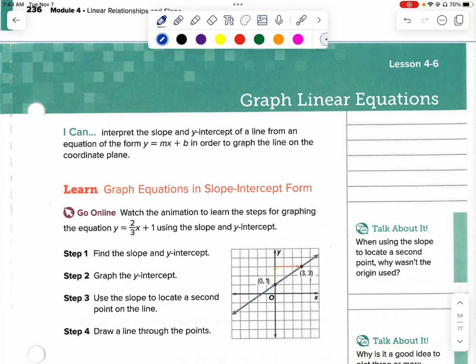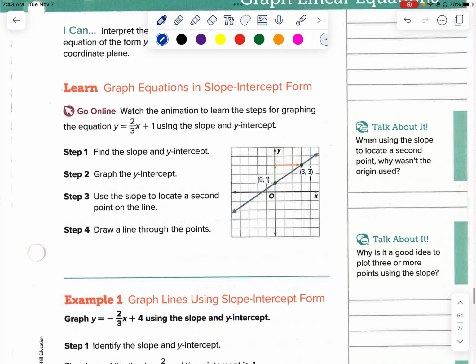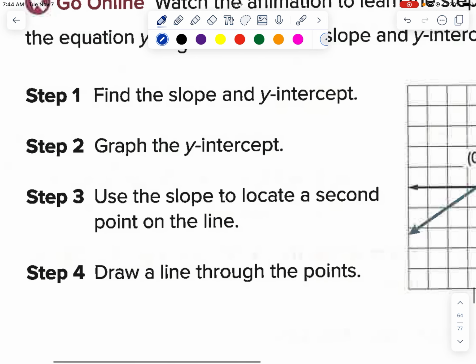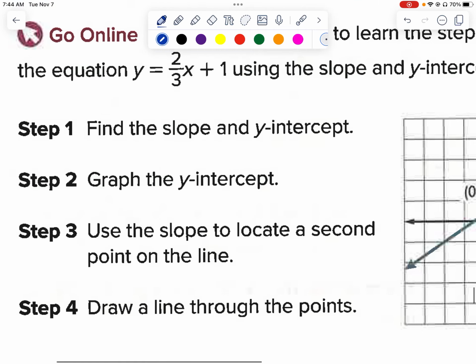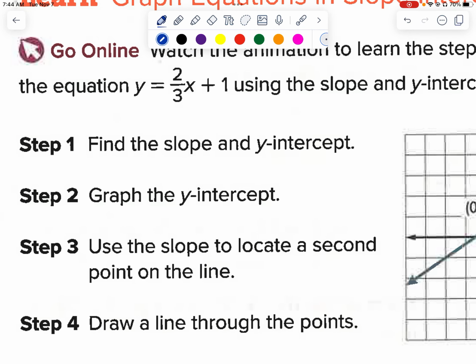Graphing linear equations. This is the most important part right here. These 4 steps right here. So find the slope and y-intercept. You'll be given an equation or you'll be given a table, and you have to find the slope and the y-intercept. Then you graph the y-intercept, use the slope to locate the second point on the line, and then you draw the line through the points.